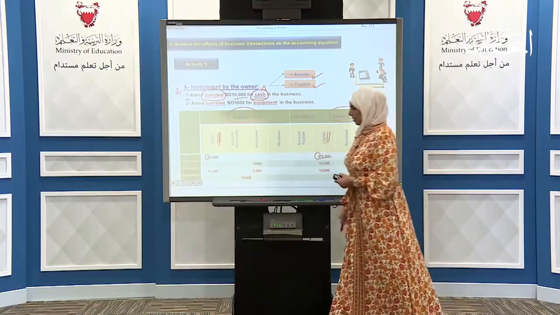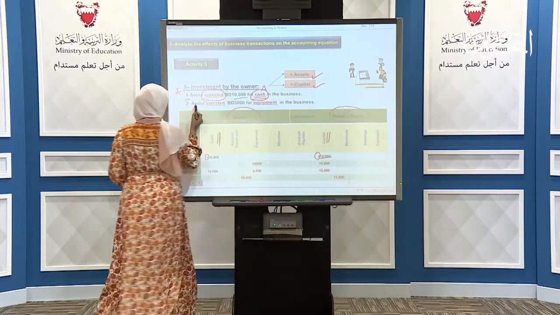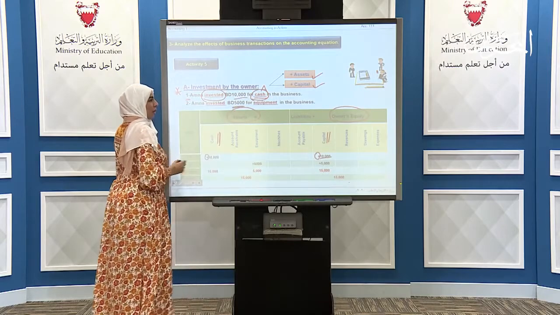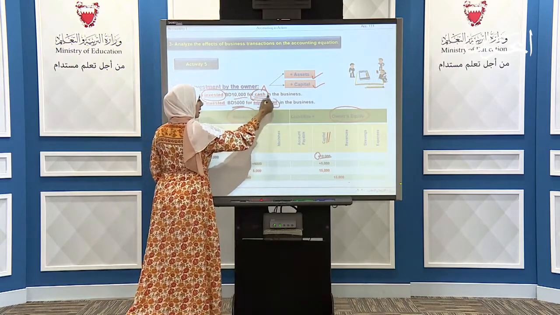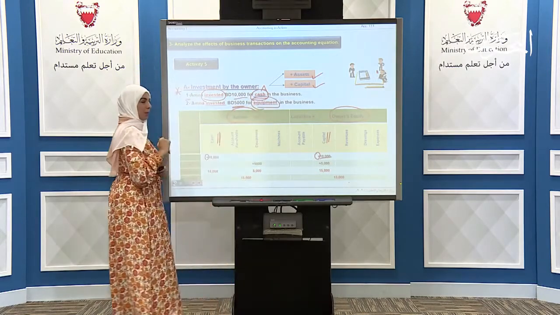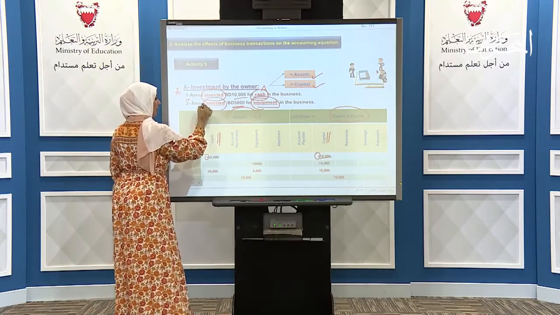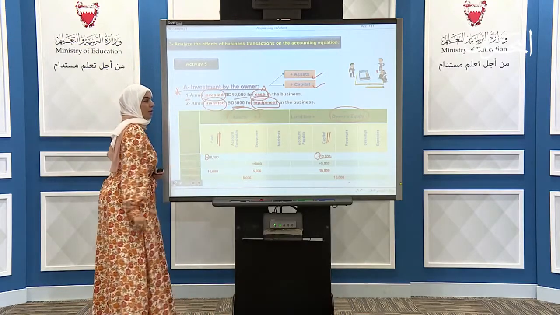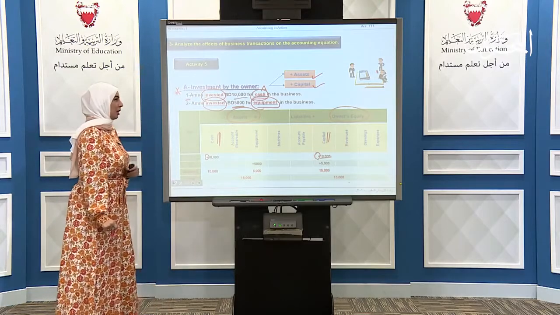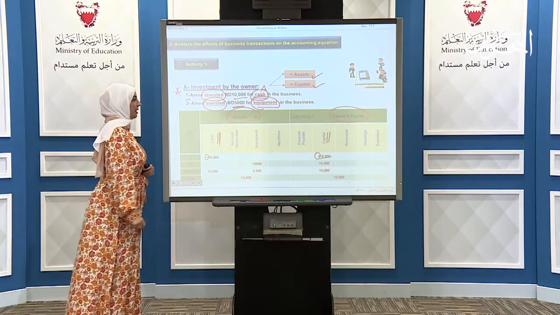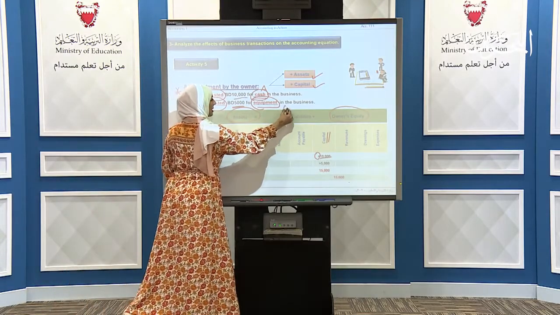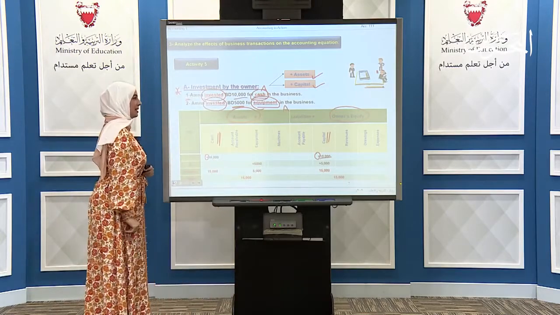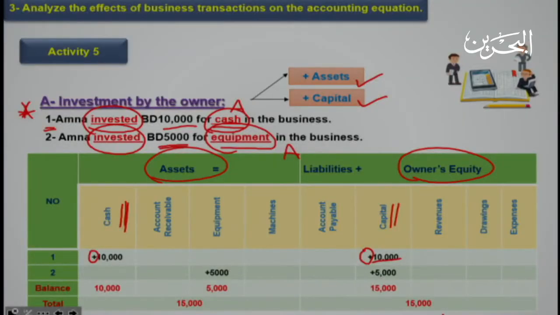Moving to the second transaction, Amna invests 5,000 BD for equipment in the business. The key words for me are the equipment and also the investment. Invest, I know that it will increase the capital of my company. The equipment is a type of asset. So my asset section will increase under the equipment section.